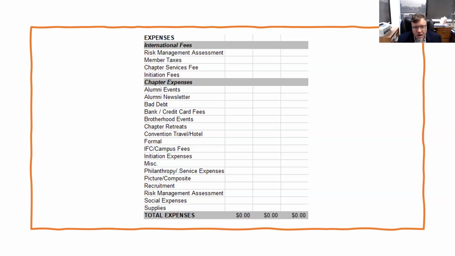Another minor thing here, there's something here for formal and social expenses, but that does not mean alcohol. Chapters are not allowed to buy alcohol with chapter funds. There's no exceptions, there's no workaround. We do not allow that. If you're holding social events, we will talk about social events with social chairs later. They need to be BYOB, or you can pay to have a third party service that is licensed and insured to serve beverages.